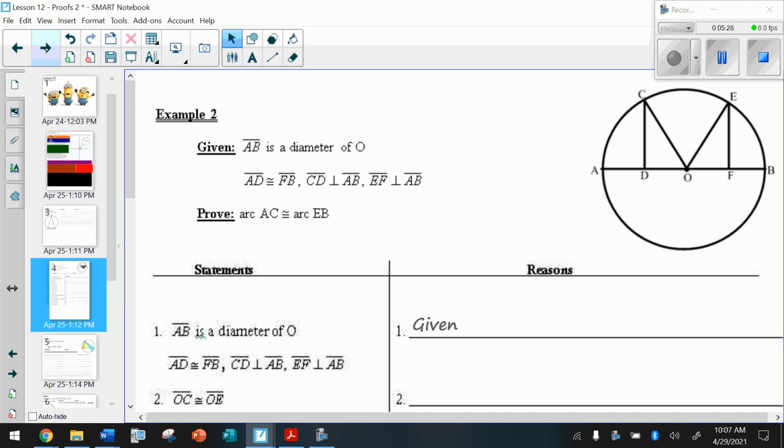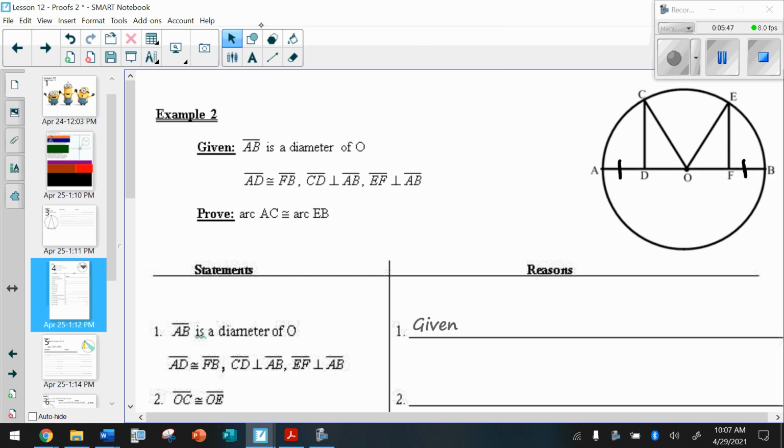AB is a diameter of circle O. AD is congruent to FB. I should mark that on my diagram. AD is congruent to FB. There we go. CD is perpendicular to AB, and EF is also perpendicular to AB.